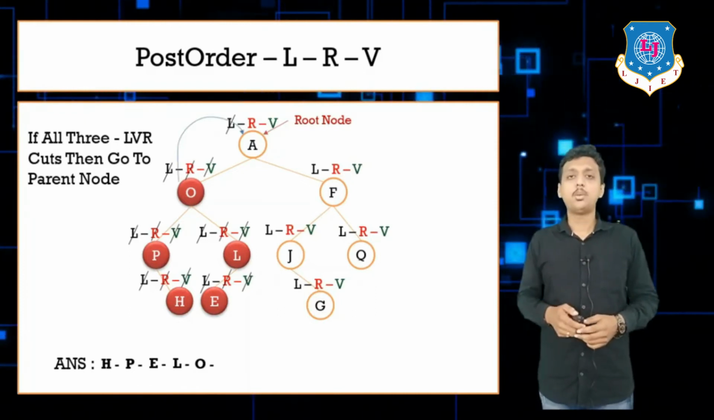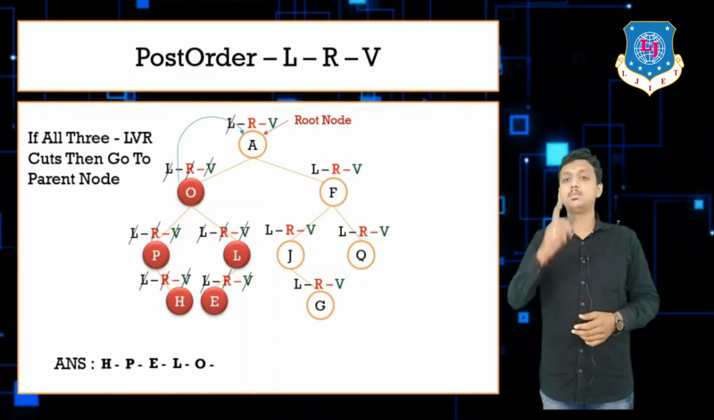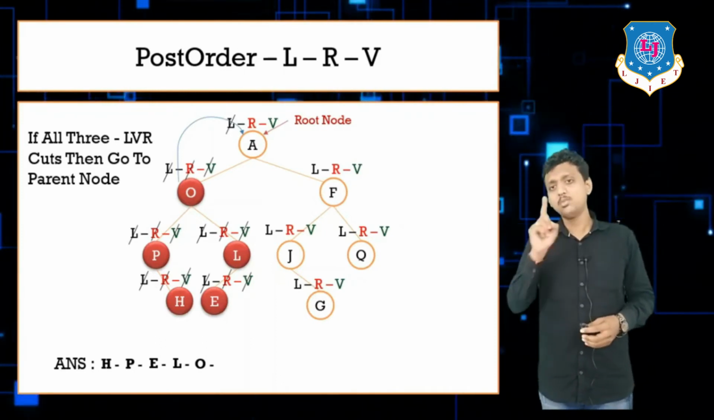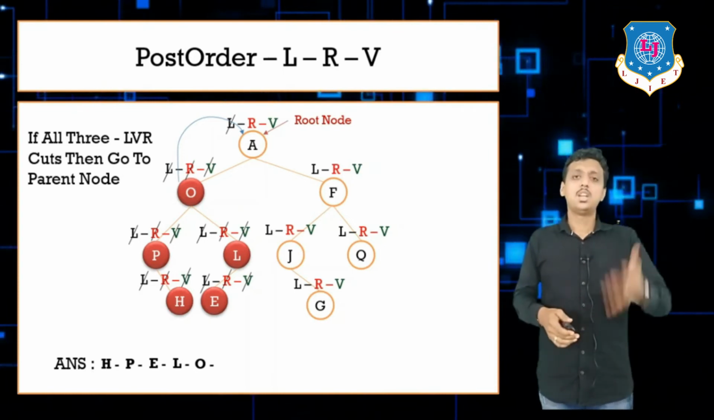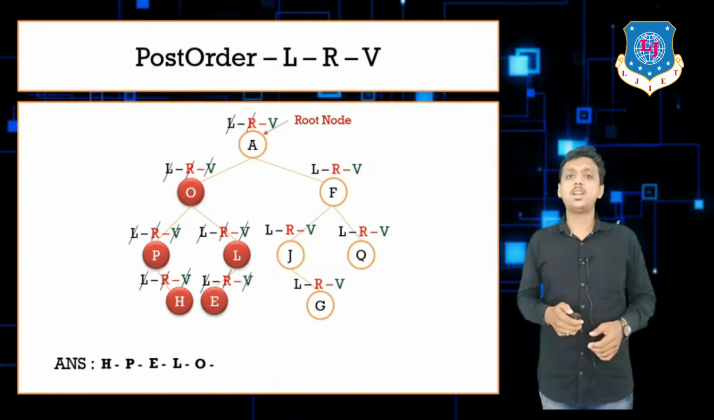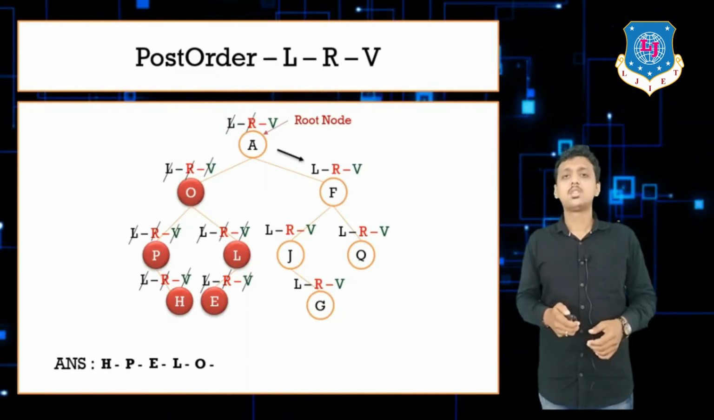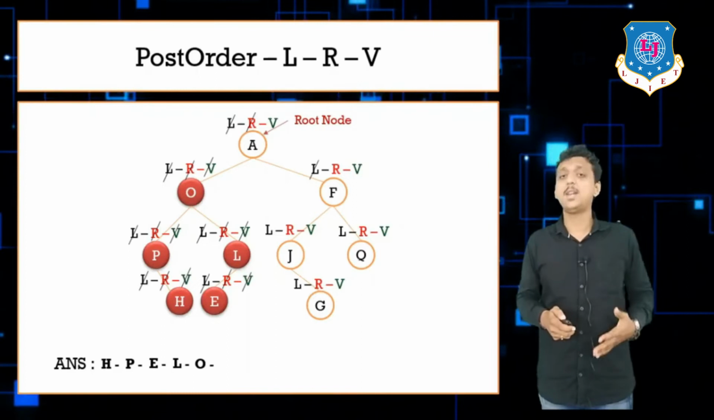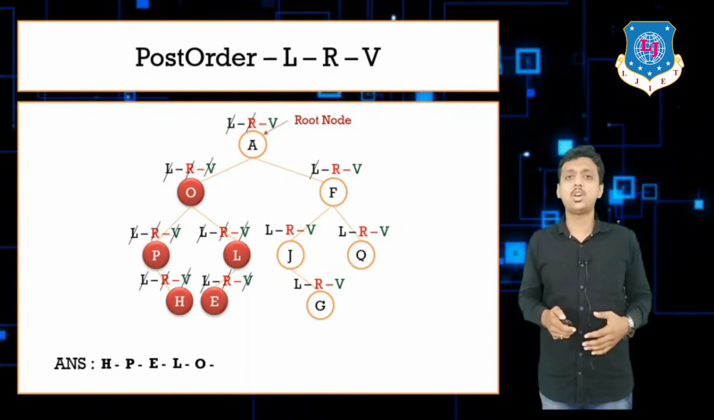Now, what operation is still pending? R and V, both are still pending. So first we need to perform the right operation and then move towards visit. So let's start with the right side. Right side of A, we found F. So on F, we first need to go towards the left side. So let's start with the left of F.